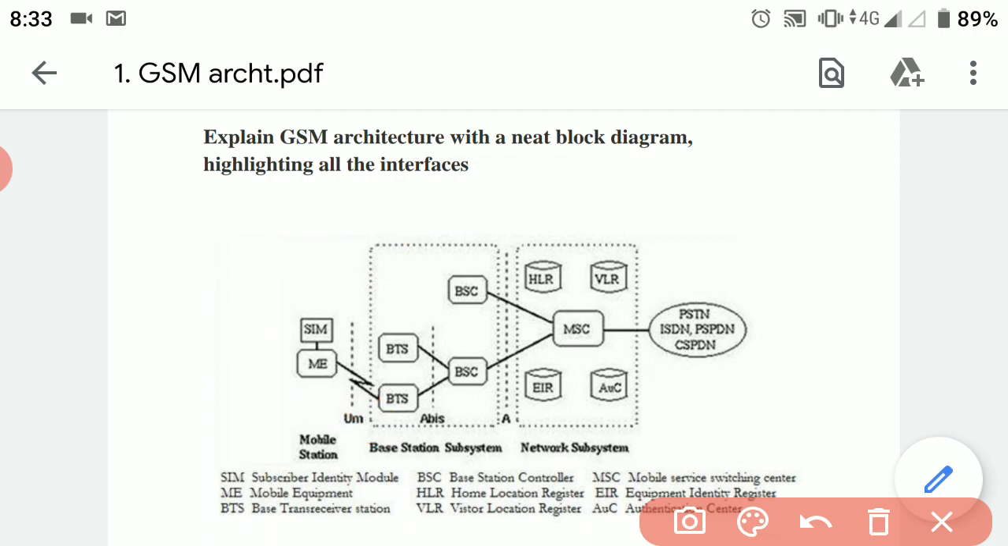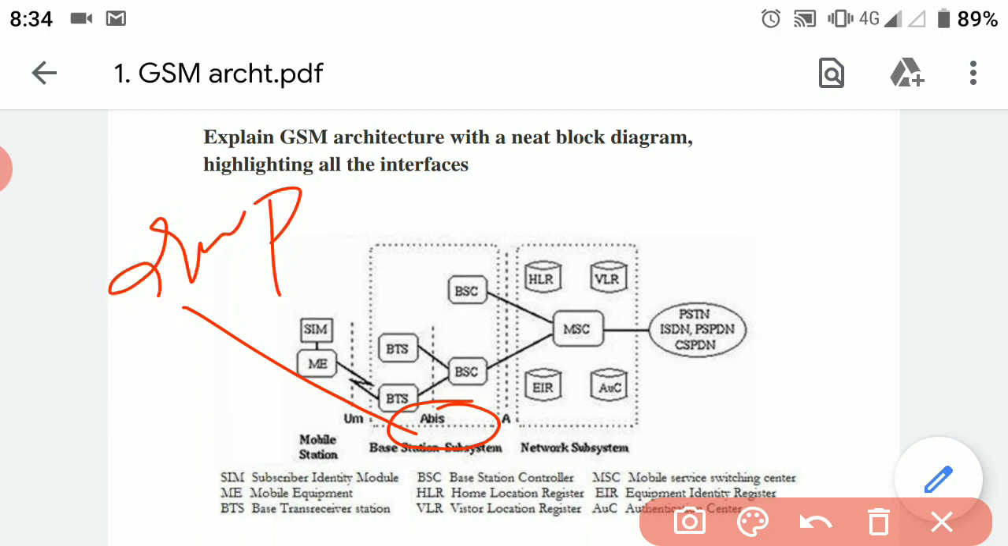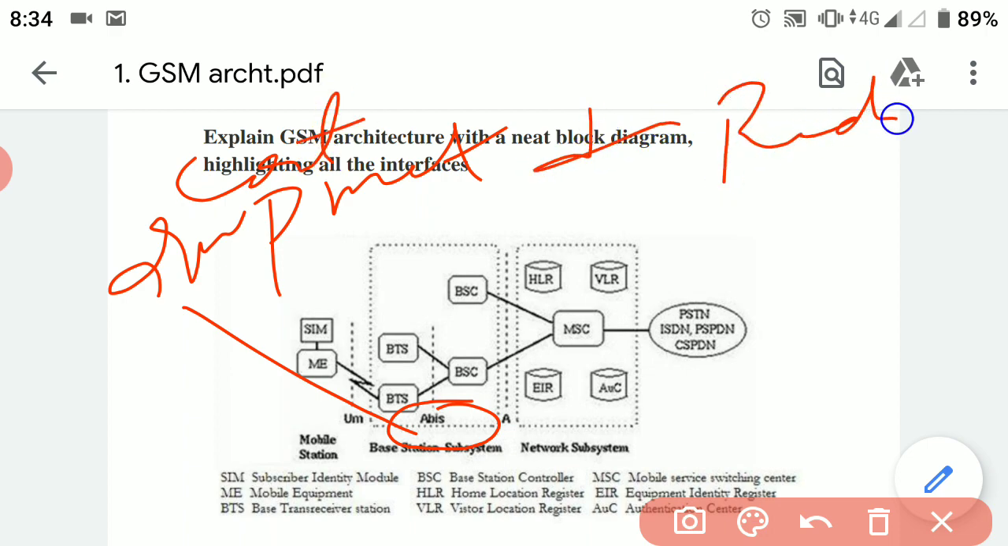The another interface exists between a BTS and a BSC. This interface allows control of equipment and radio frequency. It is actually the interface which allows the control of equipment and radio frequency in that subsystem.